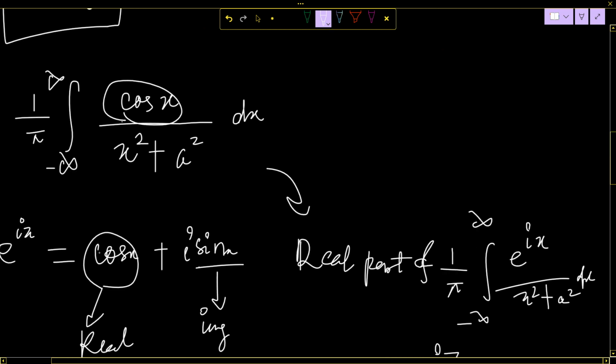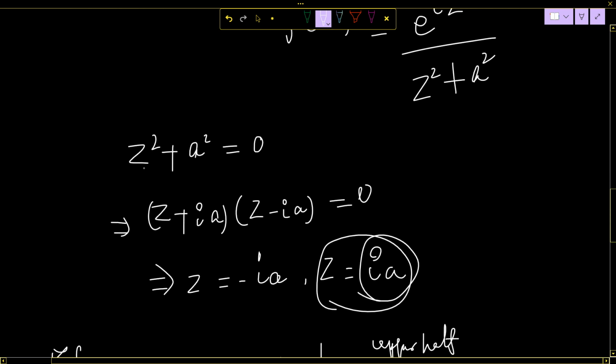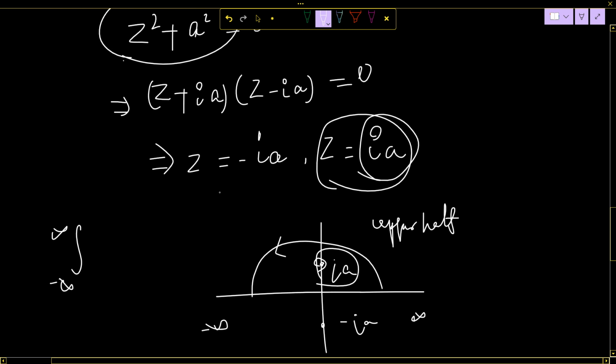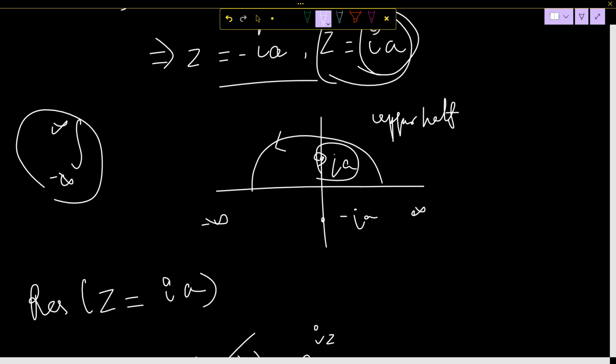So what we did again, we just in place of cos x we wrote real part of e to the power ix, this one. And we just then took it as f of z. Z square plus a square is equal to 0. We calculate the poles from it. These are poles of order 1, isn't it? And we took the upper half only because the limit is from minus infinity to plus infinity. When it is minus infinity to plus infinity, we take the upper half only. All right.